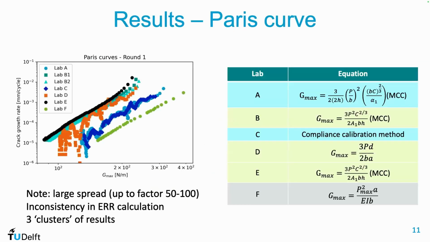And if you look into it, the labs used different methods to predict the strain energy release rate, and especially lab F used this theoretical equation, which relies on a datasheet value for the Young's modulus. And in fairness to lab F, I have my doubts about that datasheet value compared to the actual specimen we had. So when we looked at this, we said, okay, that's quite a big spread. Can we make this better by making more consistent what we're actually doing?